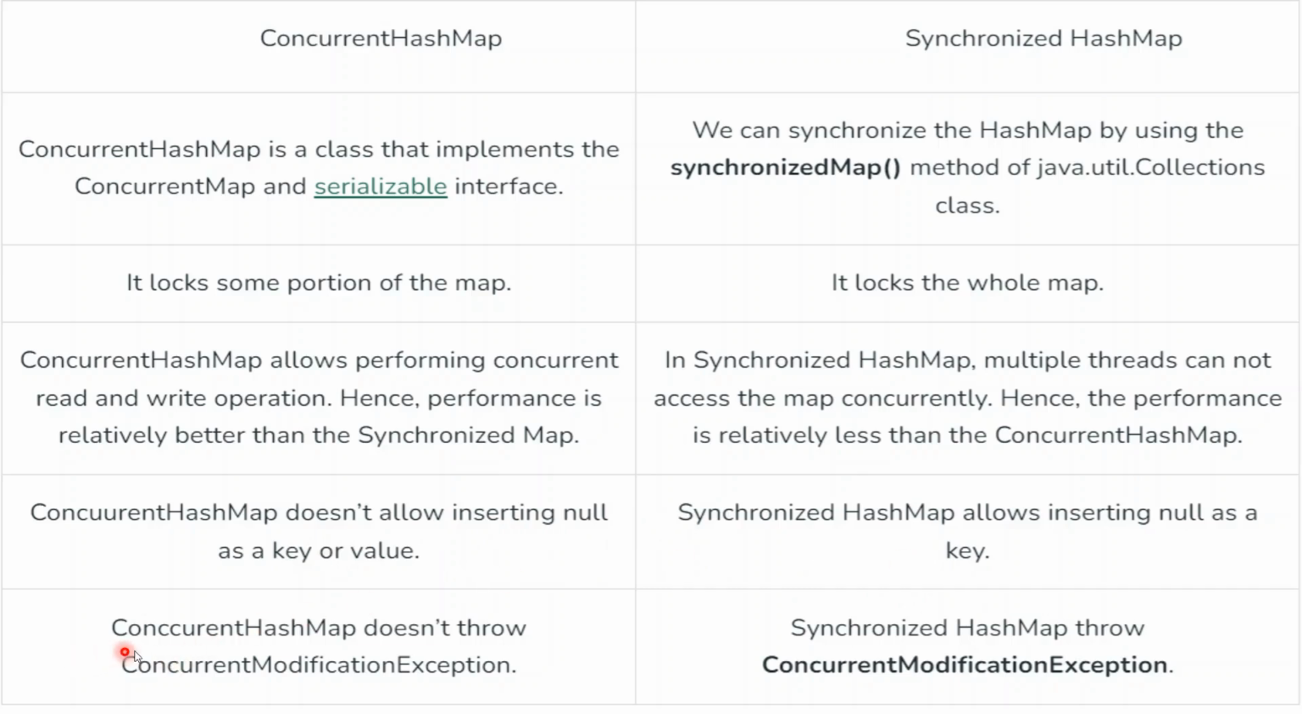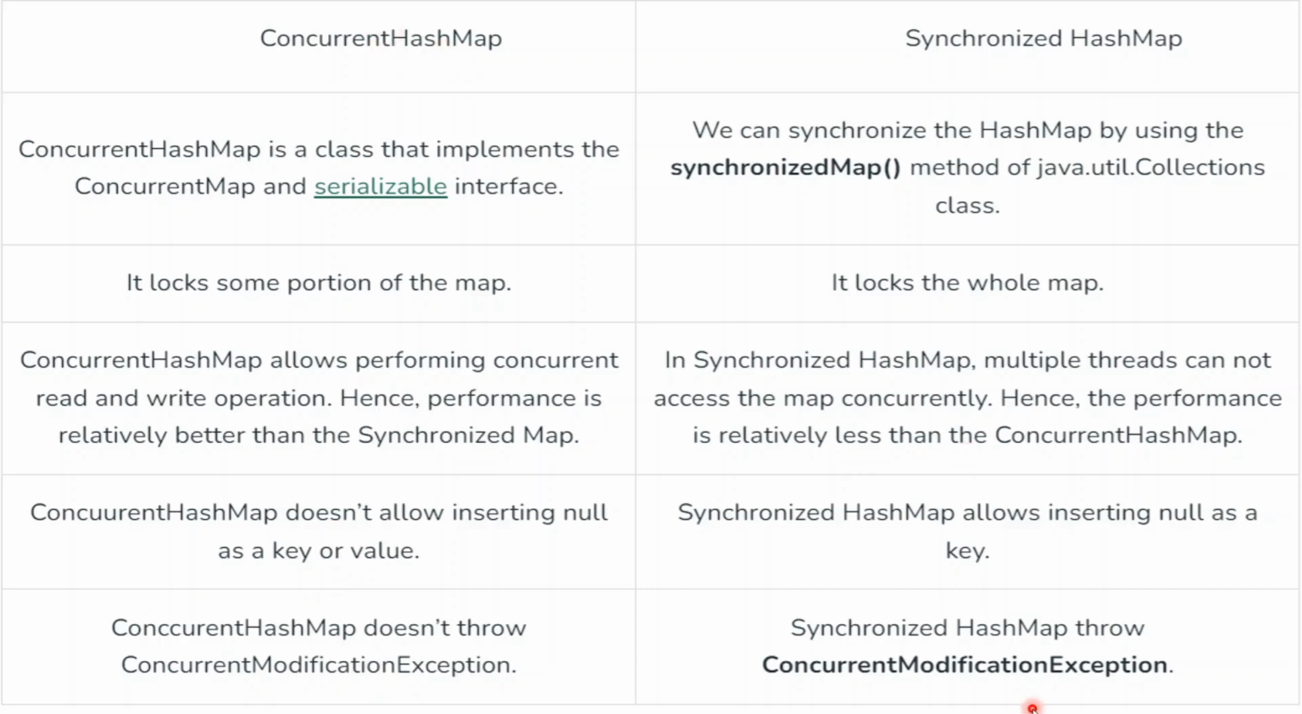So in the fifth point, ConcurrentHashMap does not throw ConcurrentModificationException. Because we use ConcurrentHashMap to prevent this exception. We get this exception if you are trying to modify a map while iterating over it; in that scenario you will get ConcurrentModificationException. In ConcurrentHashMap we will not get this exception.